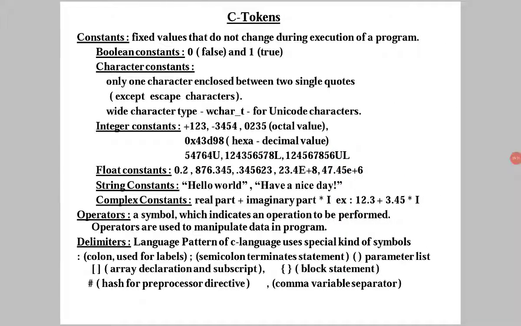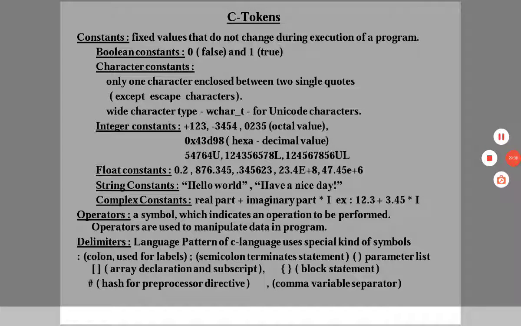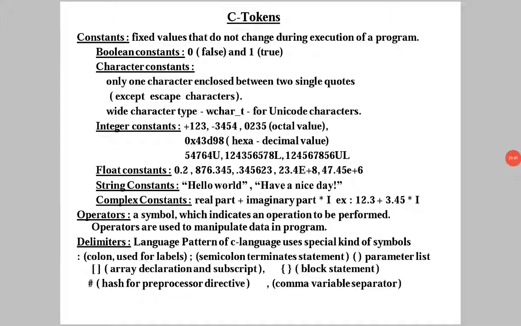And constants, as we already discussed in previous classes, have fixed values that do not change during program execution. Variables may change during program execution, whereas constants do not.